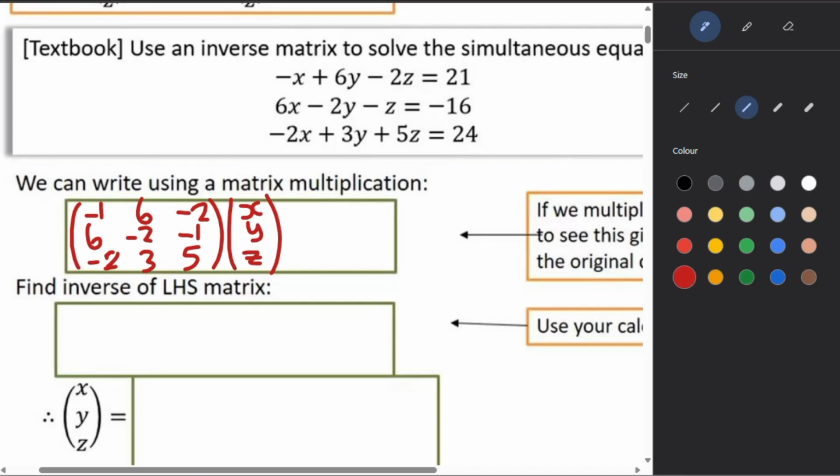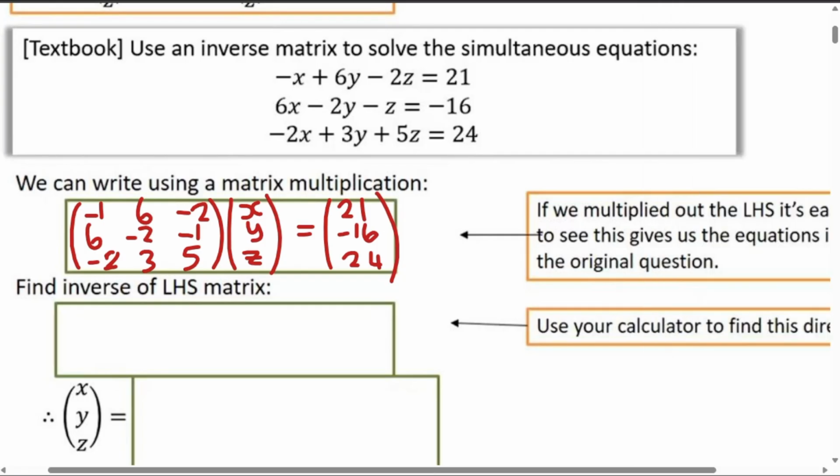Because if I look at the first row, multiply that by the first column, there is only one column. Minus 1 times x will give me minus x. 6 times y gives me 6y. Minus 2 times z gives me minus 2z. And then we're going to write that equal to the right-hand side: 21, minus 16 and 24. So that's how we're going to write out our system of equations using matrices. And if you multiply that all out, you get those three equations there.